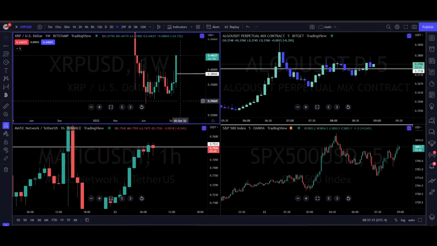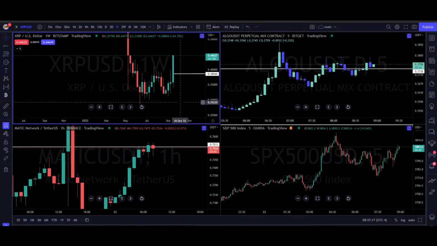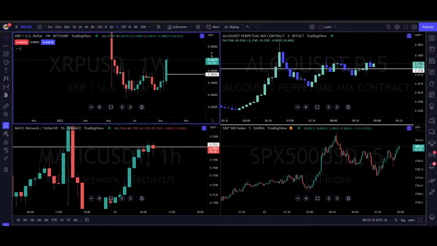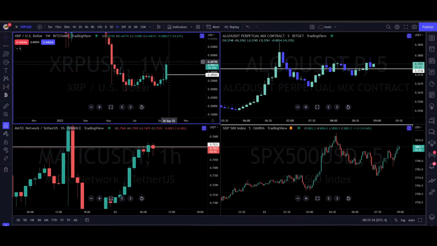And to be fair, on Bitcoin, on the CME chart, you did make fresh 2022 lows. But I don't trade that contract. I trade on Bitget, not CME. And those lows are still intact. So it's just how you look at it. But yeah, fantastic move on XRP.